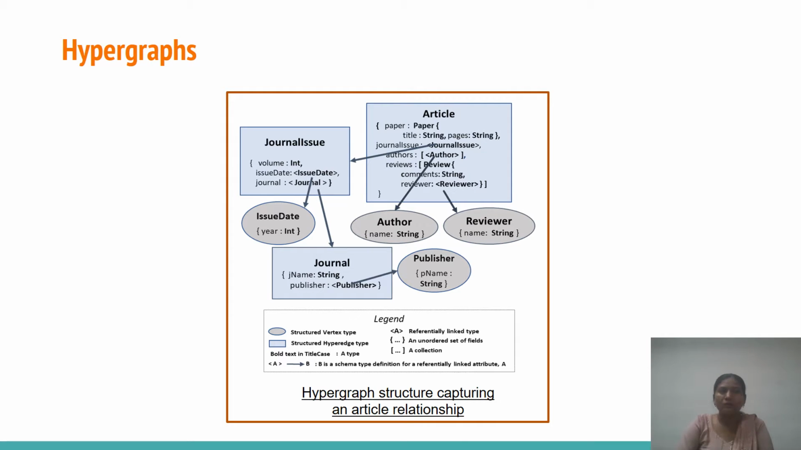In this figure, we show a hypergraph that represents a bibliographic journal article as a complex relationship between a published paper, a list of non-duplicate authors, and a journal. A journal usually has a publisher and multiple issues. Here we represent author, publisher, reviewer, and issue date as simple entities, and article, journal, and issue as relationships. We use vertices for representing entities and hyperedges for relationships.